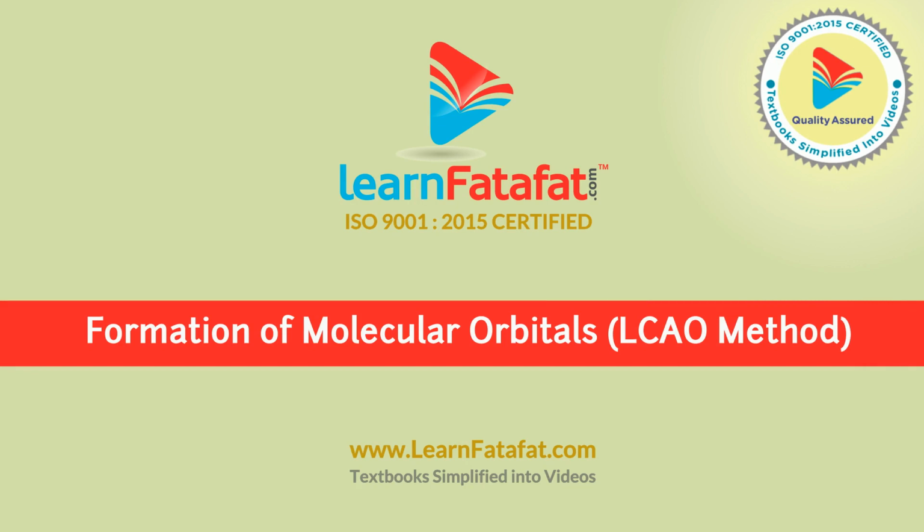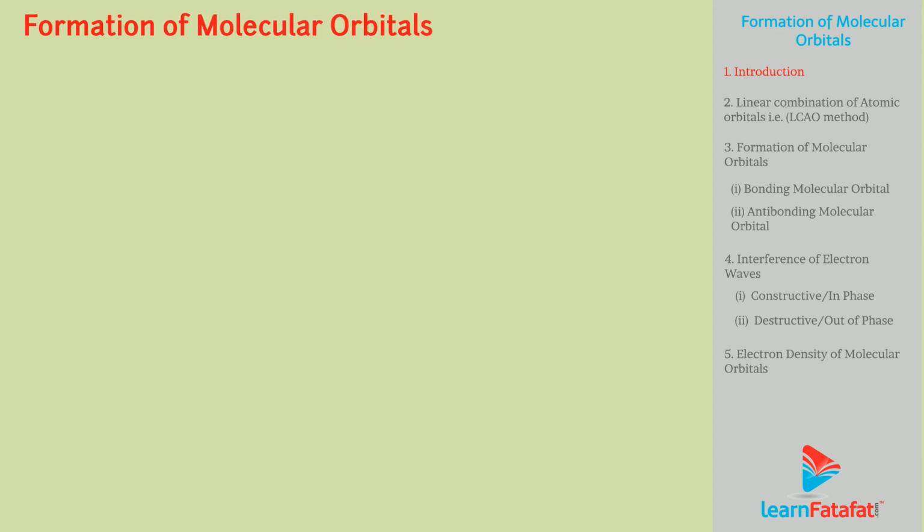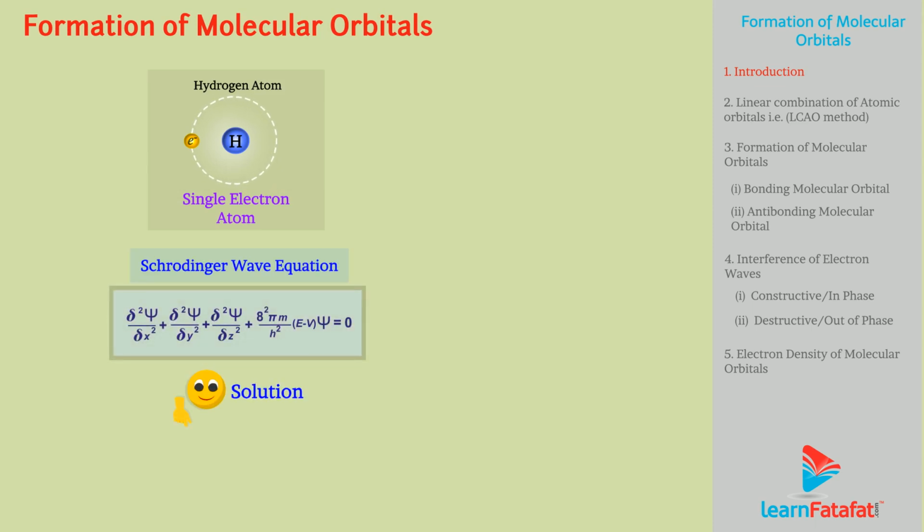Formation of molecular orbitals. LCAO method. First we will see formation of molecular orbitals. For a single electron atom, the solution of the Schrodinger wave equation gives wave function psi that represents the amplitude of the electron wave.